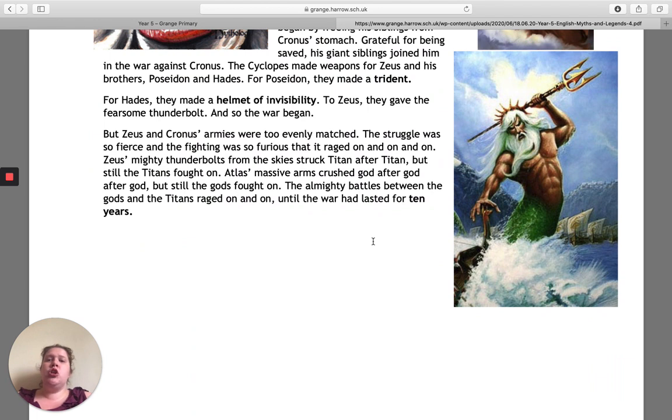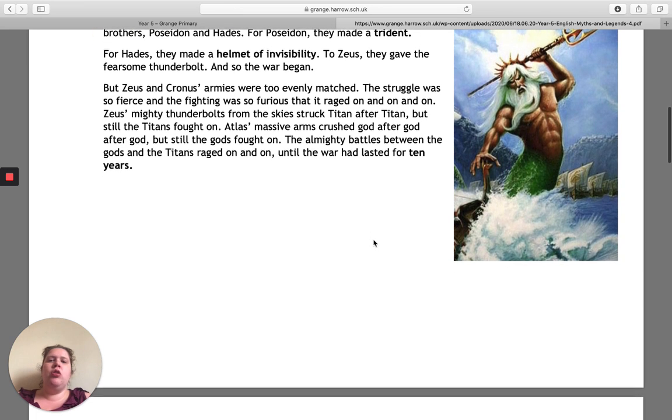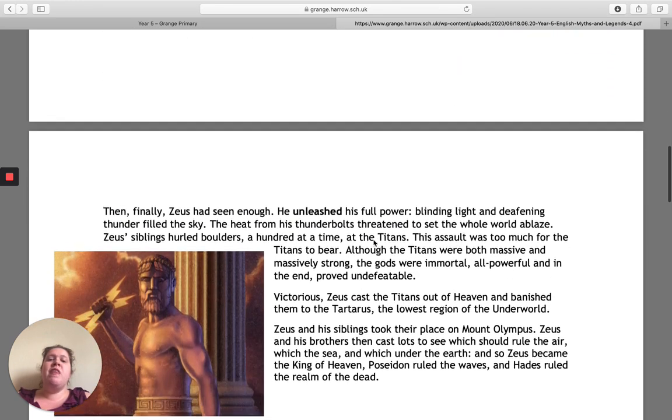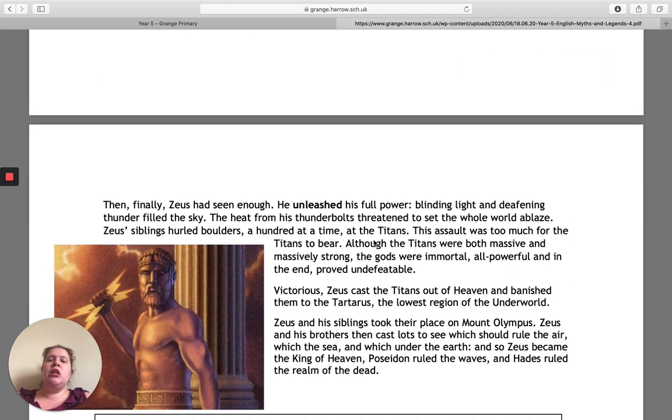The struggle was so fierce, and the fighting so furious, that it raged on and on and on. Zeus's mighty thunderbolts from the sky struck Titan after Titan, but still the Titans fought on. Atlas's massive army crushed god after god after god, but still the gods fought on. The almighty battles between the gods and the Titans raged on and on until the war had lasted for 10 years. Then finally, Zeus had seen enough.